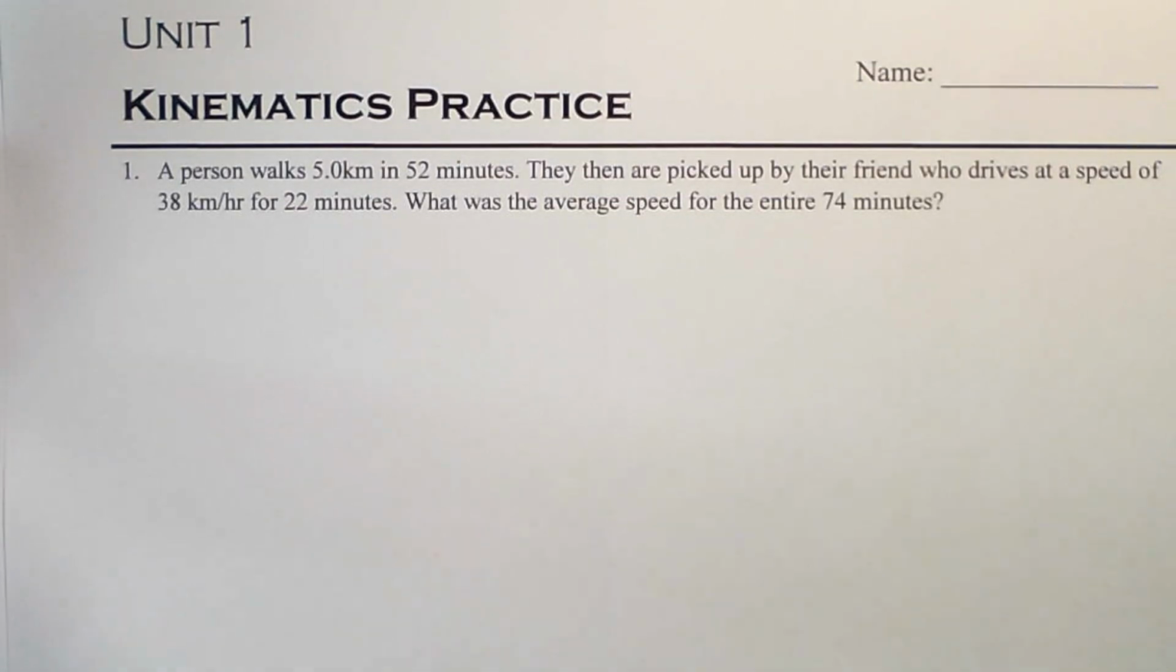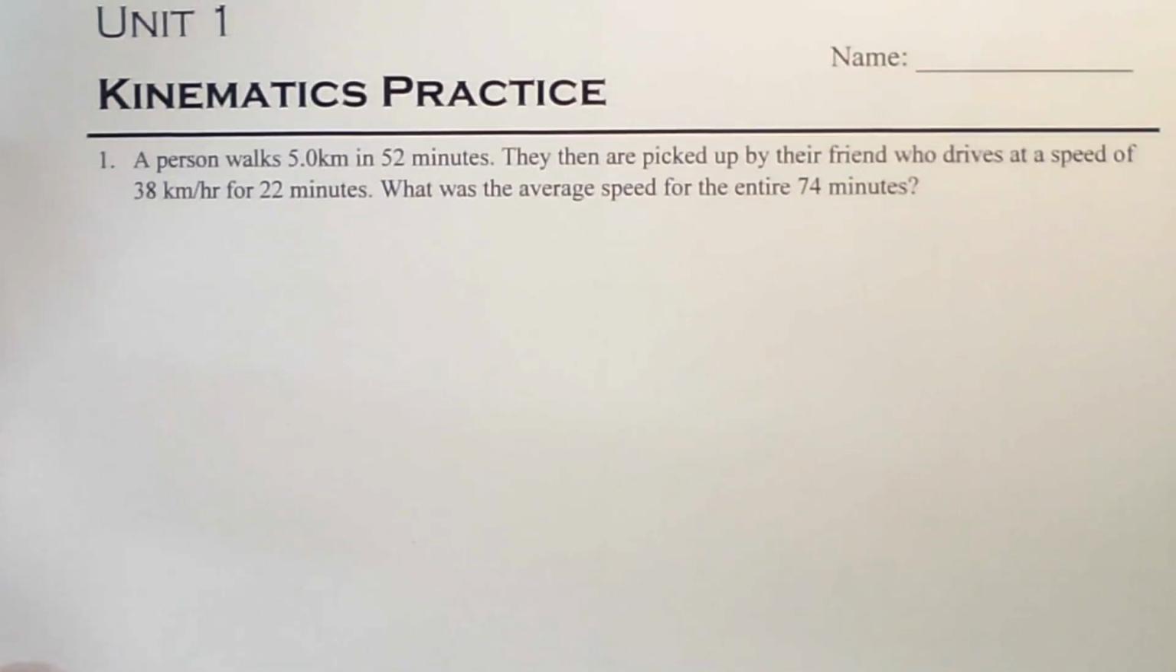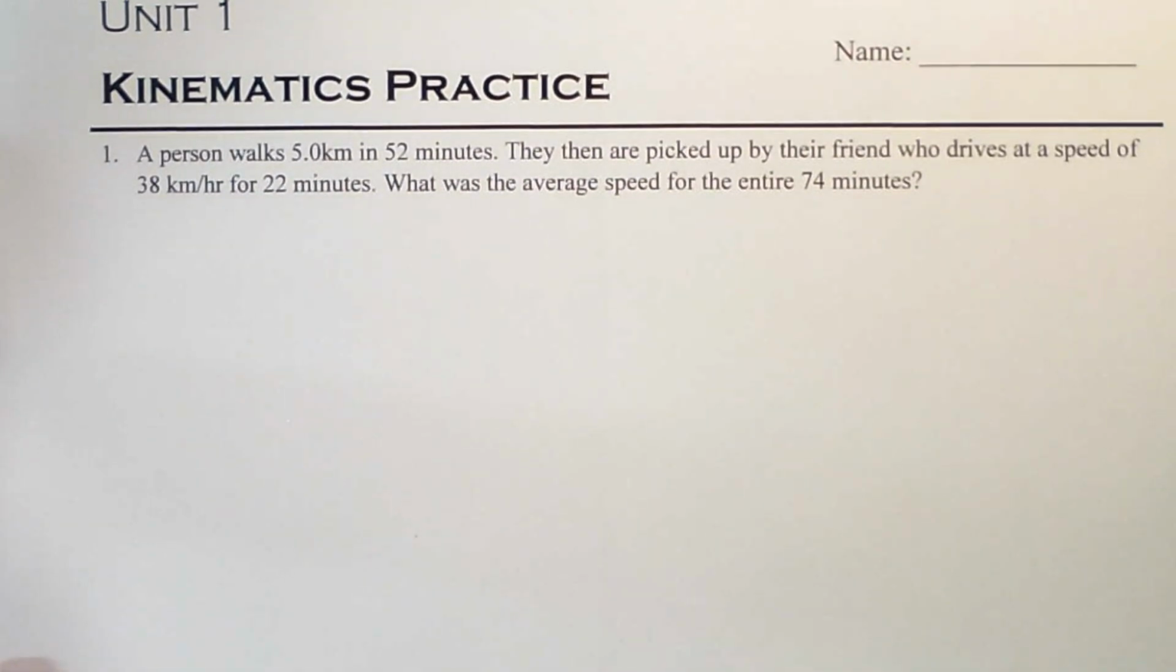So there are a couple of questions here that I'd like to review, just that they haven't been done well traditionally. The first one is just dealing with average speed. So a person walks 5 kilometers in 52 minutes. They are picked up by their friend who drives at a speed of 38 kilometers an hour for 22 minutes. What was the average speed for the entire 72 minutes, so in the entire event?